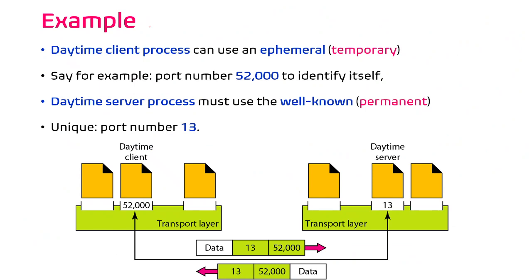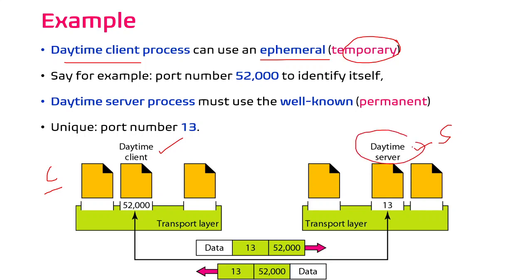So I am presenting an example here. Say for example, there is a client and there is a server, and a daytime client process can use an ephemeral port number. Here it is temporary. So if there is a client and I want to access a daytime server, say for example I want to access the current time from the server. That is what we call a daytime client and daytime server. So if I want to access the current clock time, I have to access a particular daytime server, right?